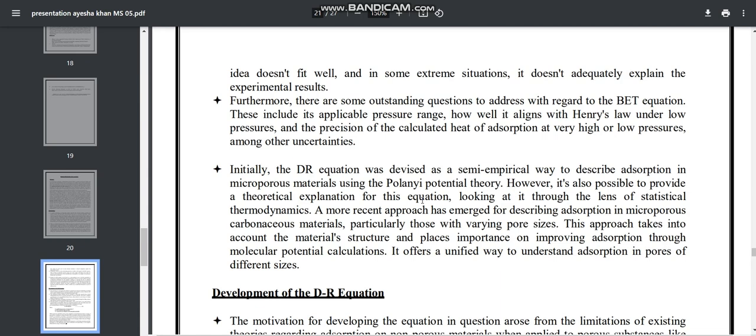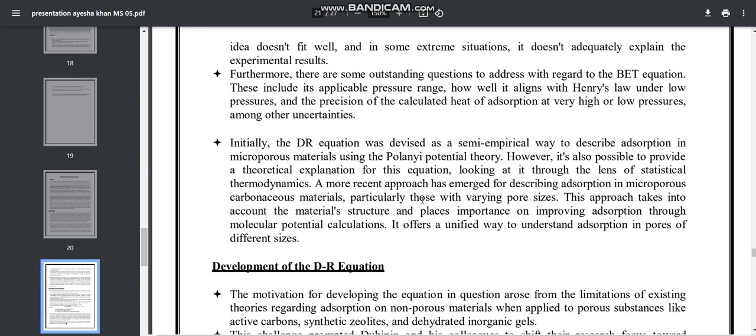Initially, the DR equation was made to describe adsorption in microporous materials using the Polanyi potential theory. It can also be explained theoretically through statistical thermodynamics, a new approach for describing adsorption in microporous carbonaceous materials, especially with varying pore sizes, considering the material structure and emphasizing improved adsorption through the molecular potential calculation. This approach provides a unified understanding of adsorption in pores of different sizes.